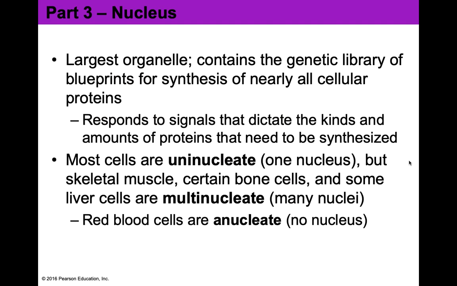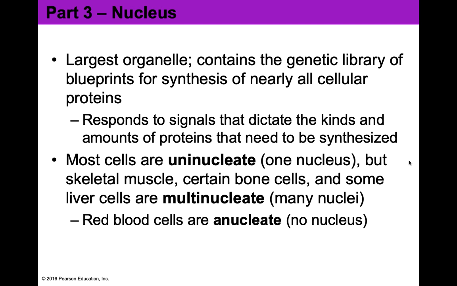So we have our nucleus. Our nucleus is the most famous of our organelles. It is the brain of our cell. We have the powerhouse, which is the mitochondria. This is the brain of the cell. This is where our DNA is located, the genetic library. This is very important. It's the largest organelle. It contains your DNA, which is important for synthesizing your proteins and basically making you who you are. It's pretty important.